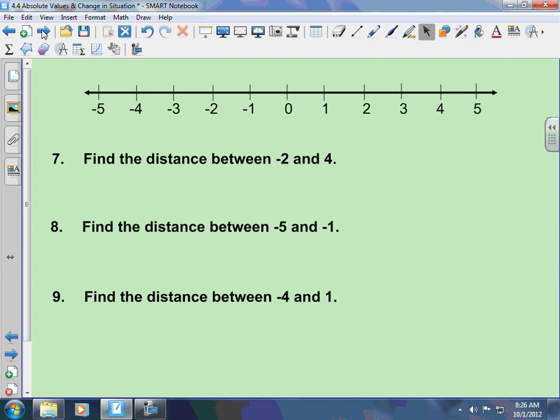Now we need to find the distance between 2 numbers. Please write this down. When you have to find the distance, it is always big number minus small number. Always. Write that down: big number minus small number.